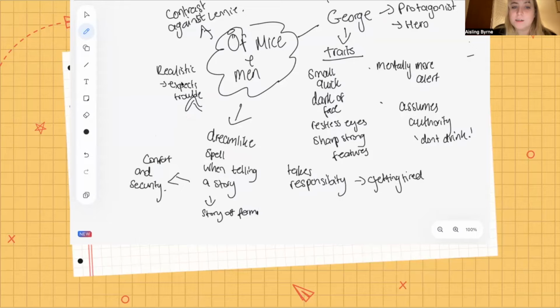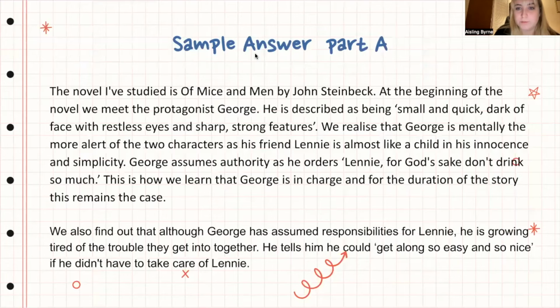And realistic, he's a realistic character because he expects trouble. So we can see already from the start that he expects trouble. Okay, so maybe I'll just read through part A of the sample answer first, and then we will go back to part B and plan it.